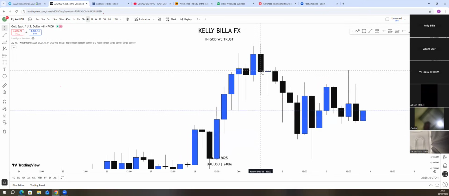Now you wake up, you see 1, 2, 3, 4, 5, 6. You see 6 4H candles. 6 times 4 is basically 24. That's like 1 day of continuous sales. Continuous sales means that sellers have been involved in this market since here.